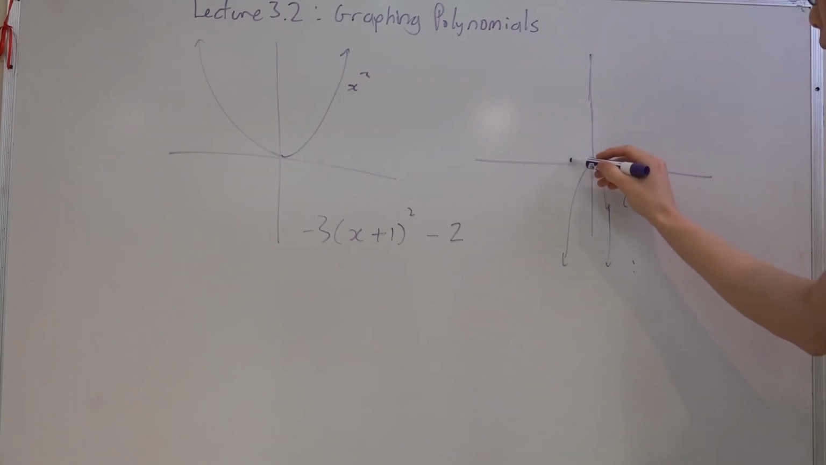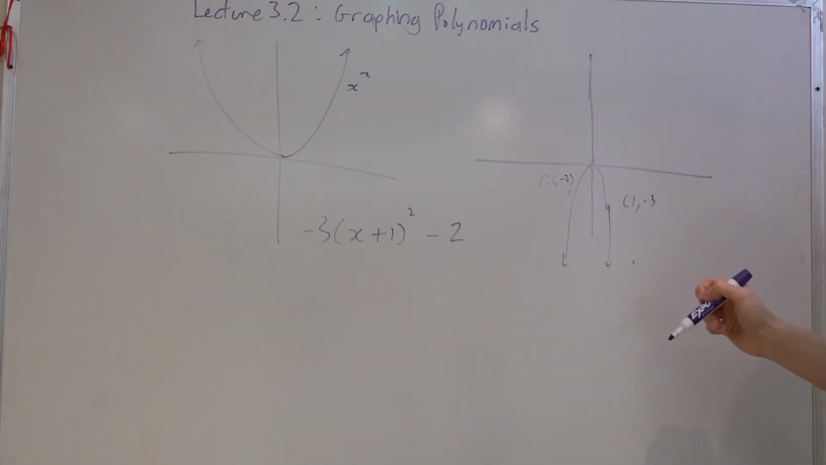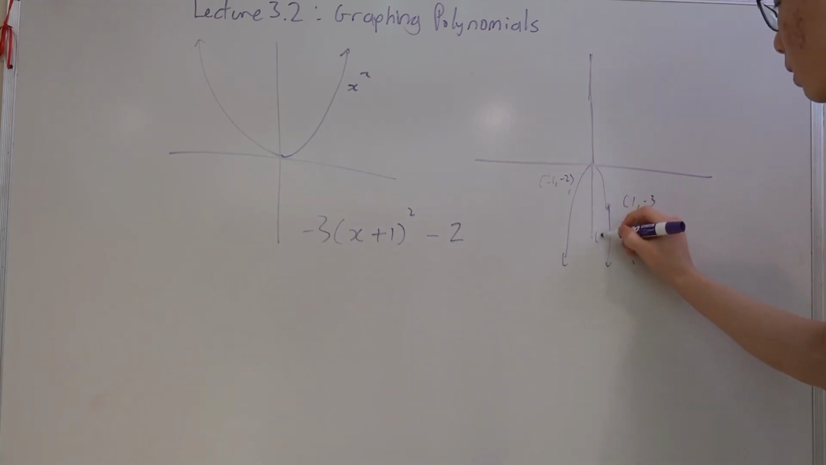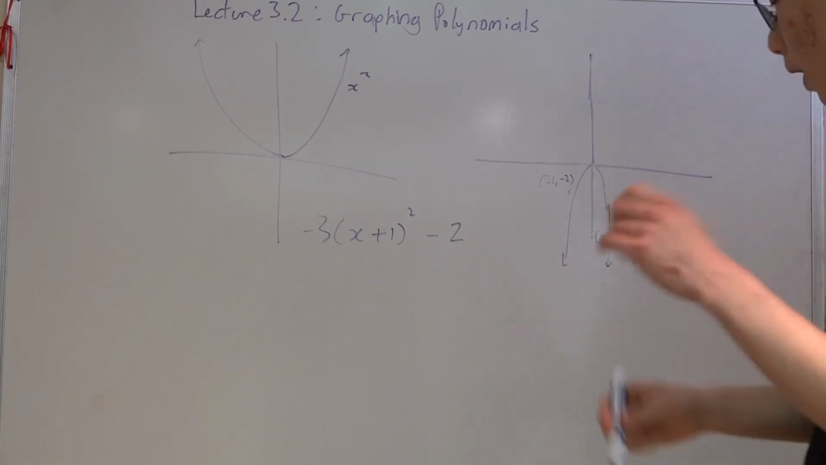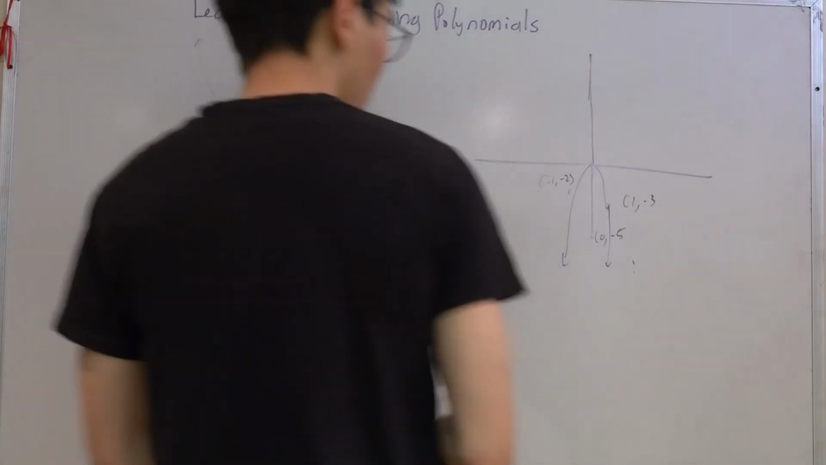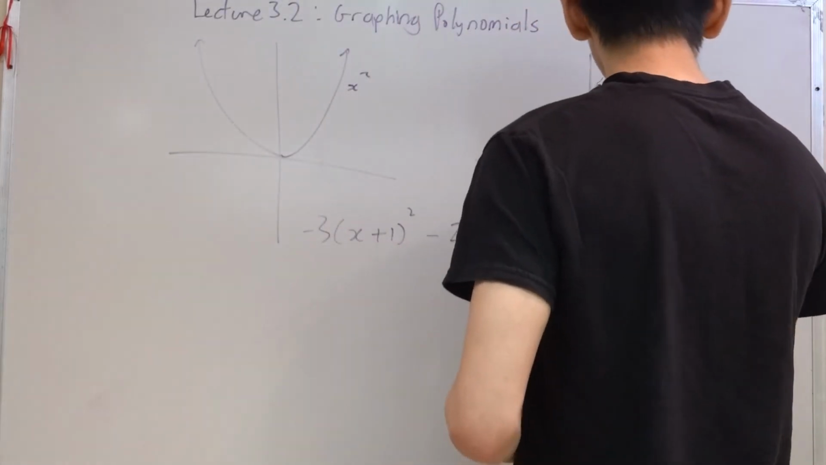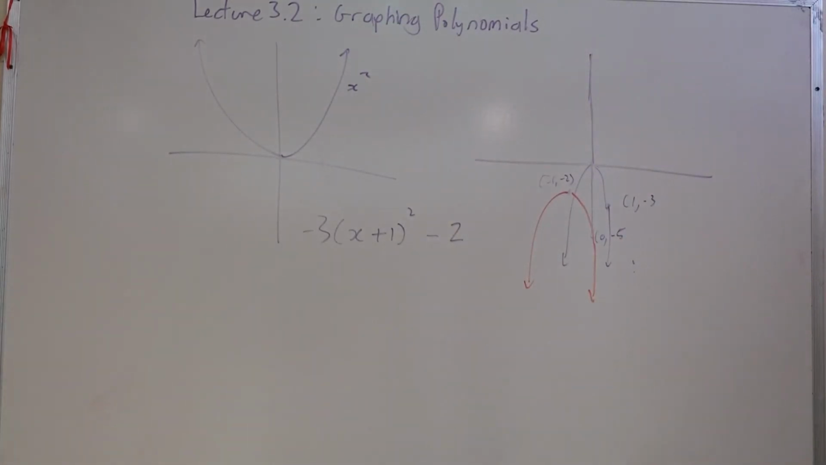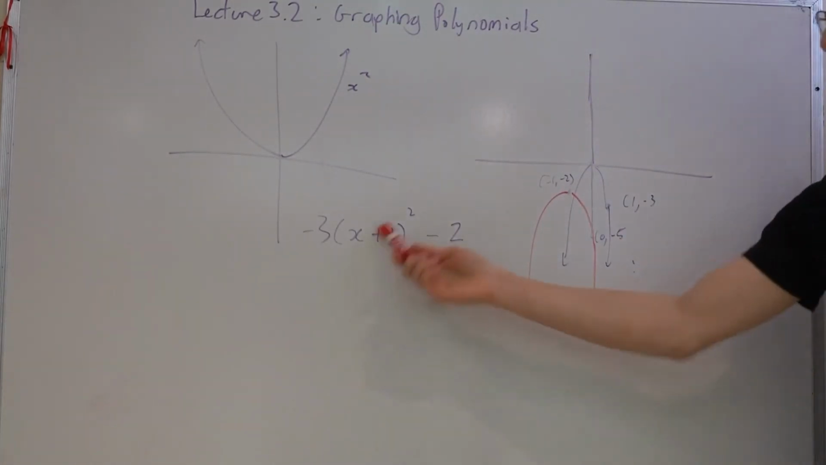So it should be negative 1, negative 2. So here is negative 1, negative 2. And then I'm going to shift this point 1 and then 2 down. So that would be 0, negative 5. And then your final graph would look like the red, something like that. So you should be able to graph something like this using this type of transformation.